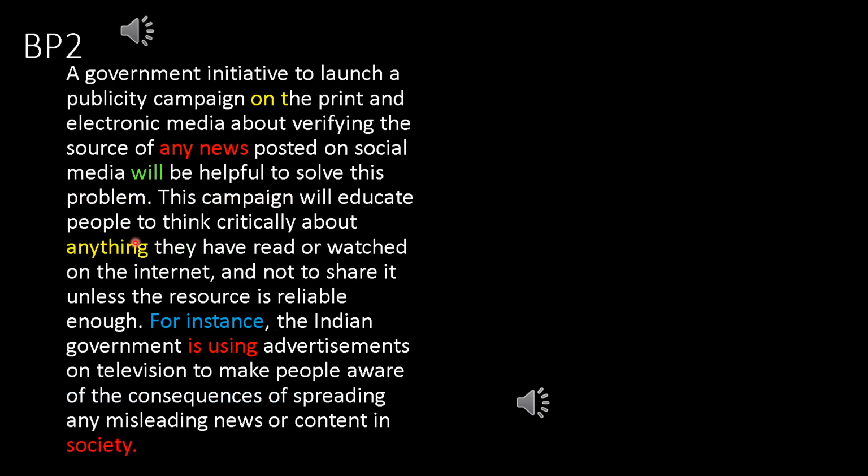Okay, body paragraph 2. These are a whole remnants. Okay, government to... No, I can't do that. In media, on the print media, about any news, like my grandmother got a new cat. Will be helpful. Will it? Okay, now that's an odd use of will. This campaign will. Oh, it's planned.